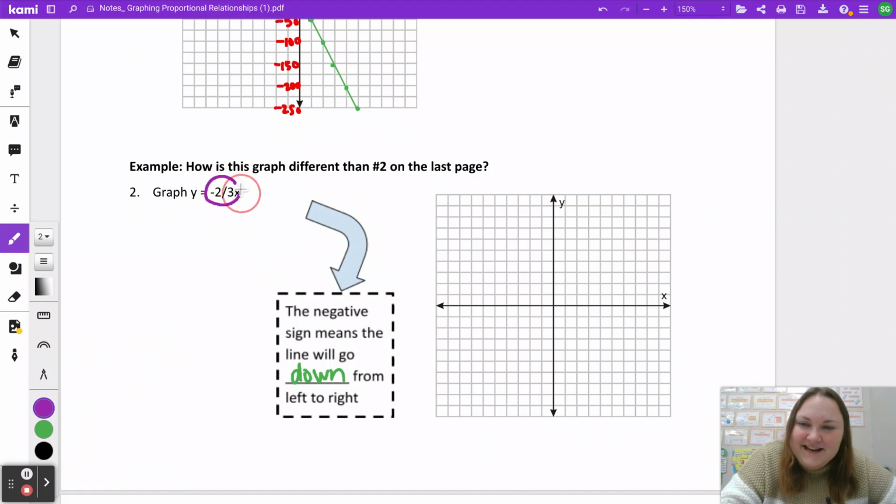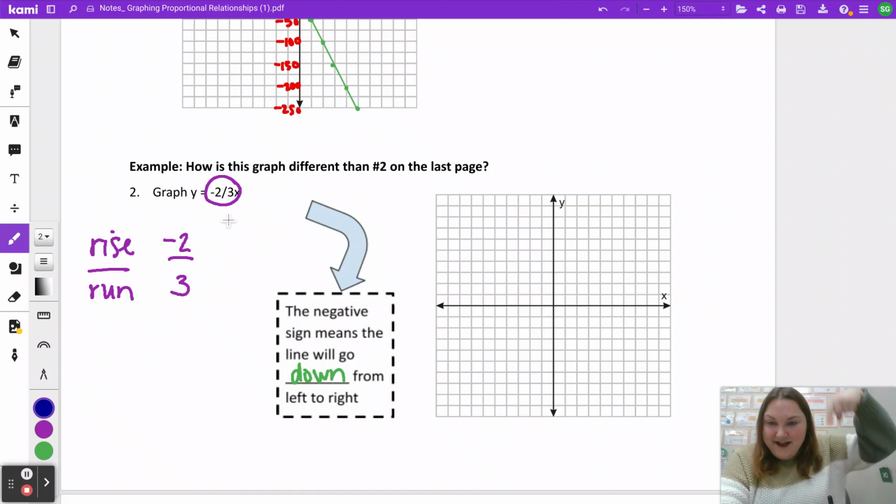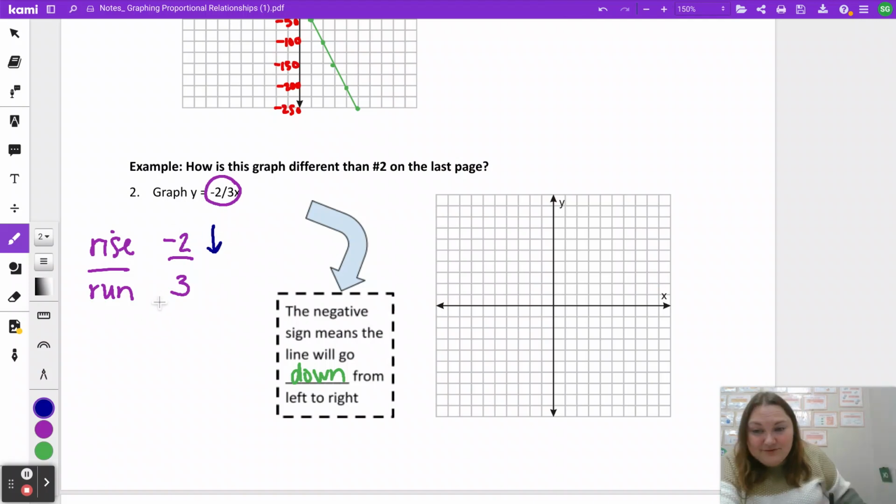Our slope is negative 2/3, and we saw in part 1, in order to think about the graph, I'm using my best friend rise over run. Negative 2/3 tells me that my rise is negative 2. Now, I know the word rise for me makes me think, I'm rising. But since it's negative, I'm not going up. I'm actually going to go down 2.